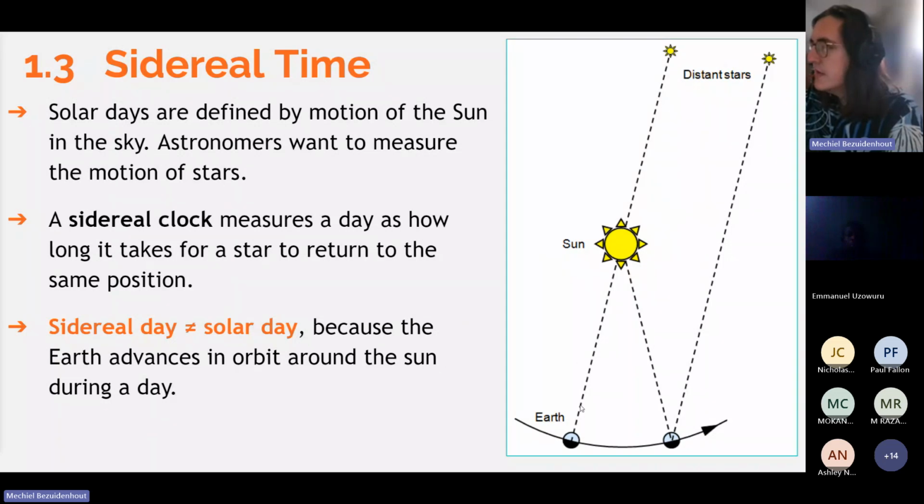So during the day, if you observe a distant star, as the sun advances on its rotation around the Earth, during the day, your perspective of the stars changes slightly. So there's going to be a slight difference between a sidereal day and a solar day.